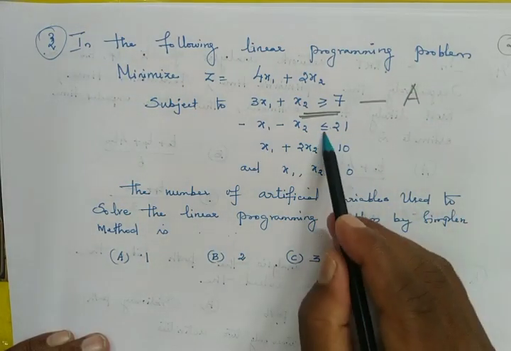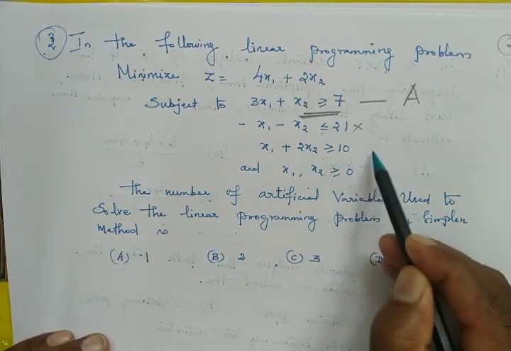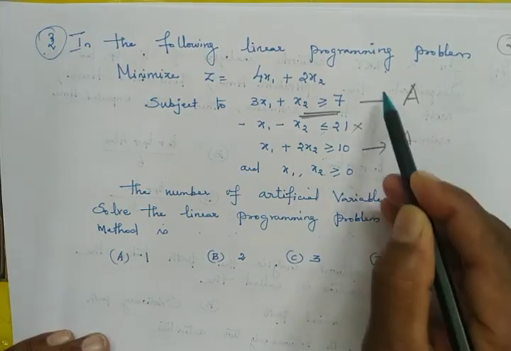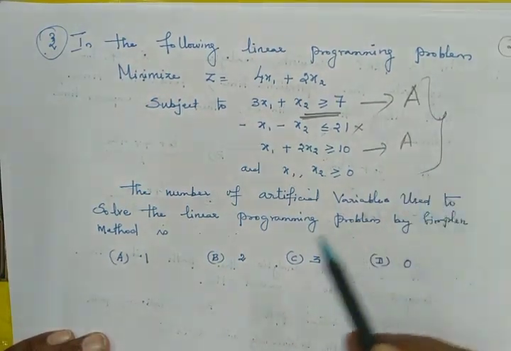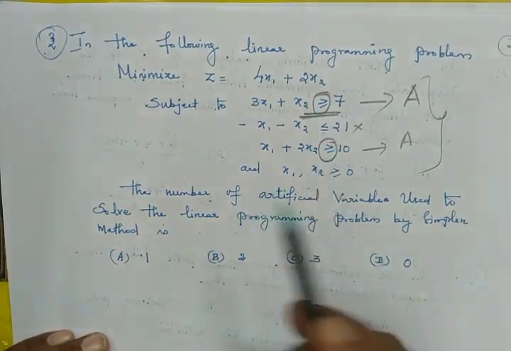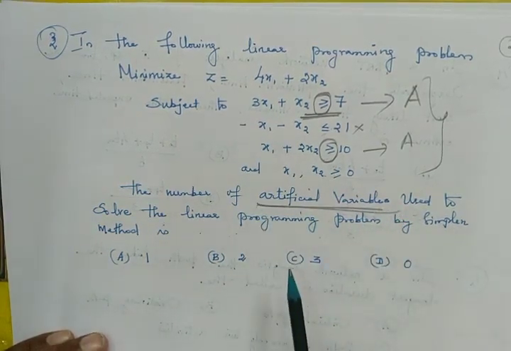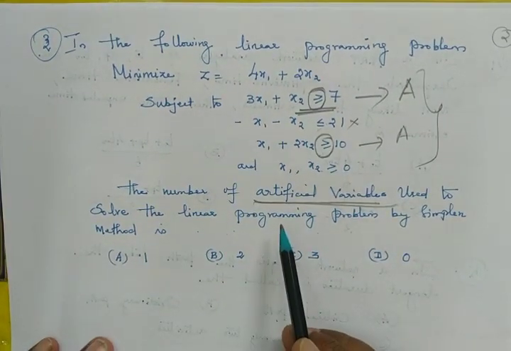If less than or equal to comes, you are not introducing an artificial variable. If greater than or equal to comes, you introduce an artificial variable along with the surplus. So in this problem, how many artificial variables do we need? They are asking only about the artificial variables. How many artificial variables do you need to solve the linear programming problem?